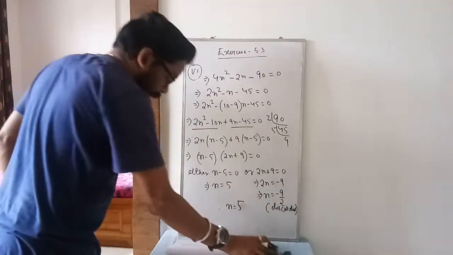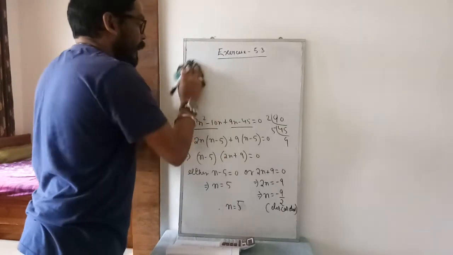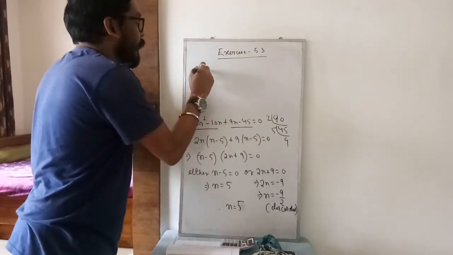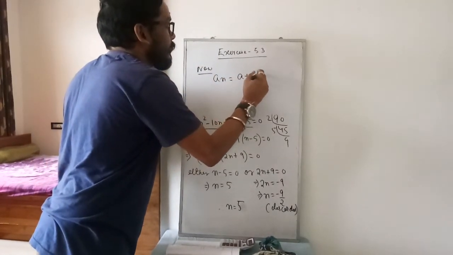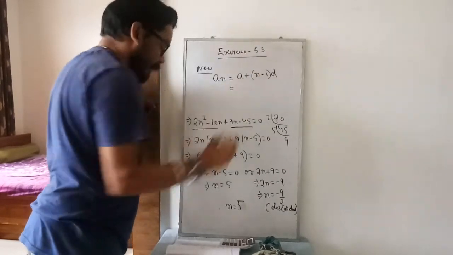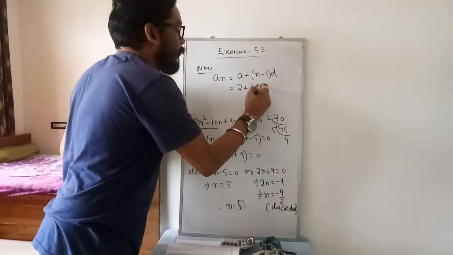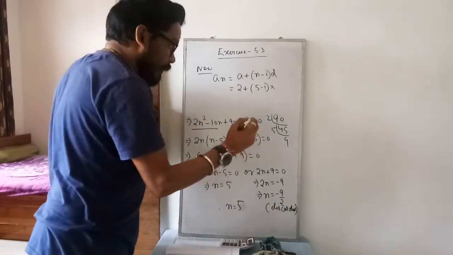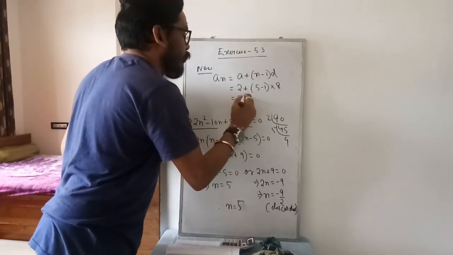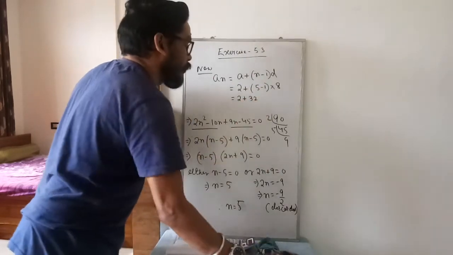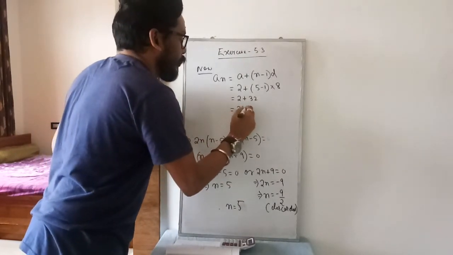Okay, n value is 5. After that, what do you have to find out? You have to find out a_n. Now a_n is equal to a plus (n minus 1) into d. Here your a was 2, n value is 5 minus 1, and your d value is 8. So it is 2 plus 4 times 8, which is 32. So your final answer is 34. This is your final part.